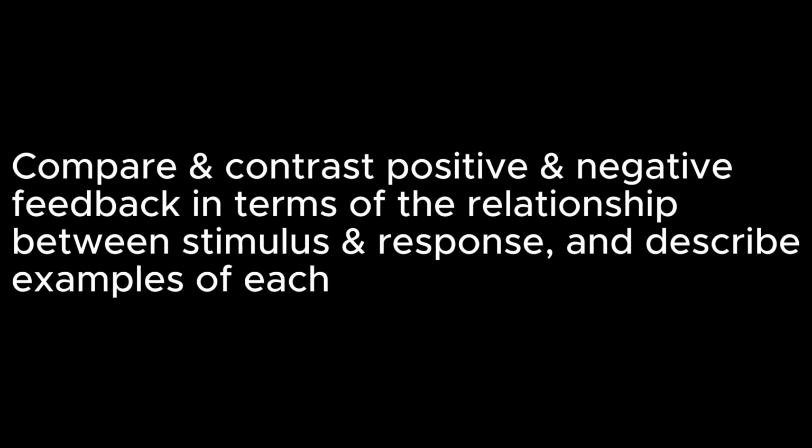Compare and contrast positive and negative feedback in terms of the relationship between stimulus and response, and describe examples of each. A negative feedback loop is when you want to get back to homeostasis. A positive feedback loop is when you do not want to get back to homeostasis, right? So a negative feedback loop is to get you back to the set point, whereas in a positive feedback loop, homeostasis is not desired. Maintenance is not desired.